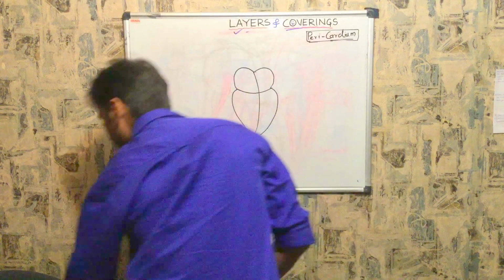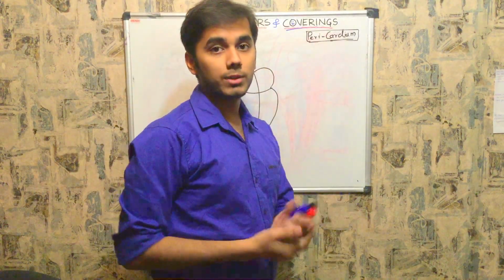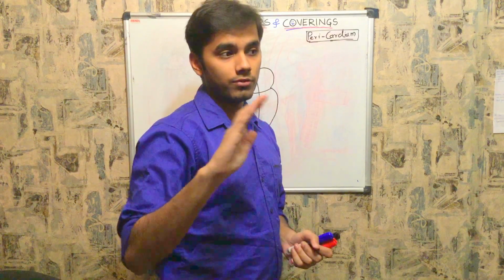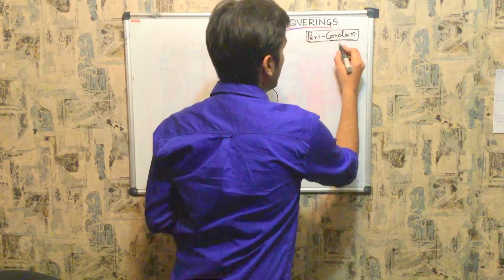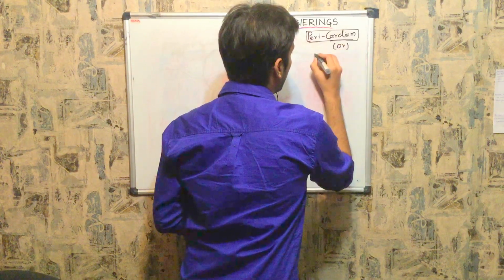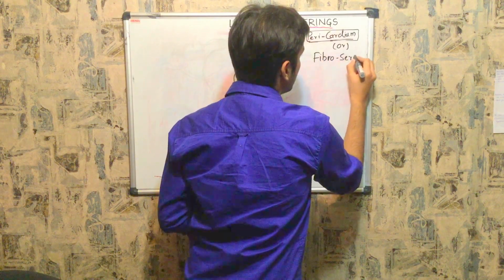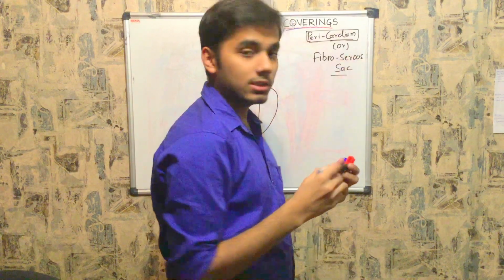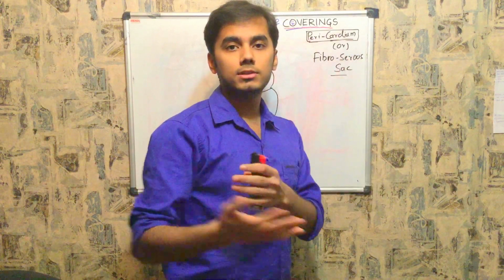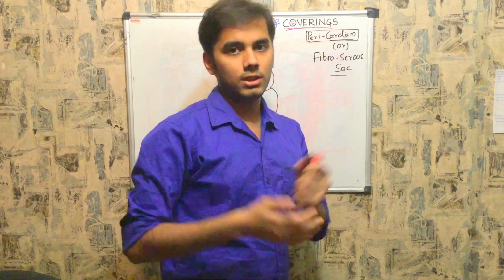That is the reason why pericardium is also called the fibroserous sac. The reason why you call it a fibroserous sac is because it has two parts, the fibrous part and the serous part. They entirely form a sac-like covering over the heart, or surrounding the heart, right?